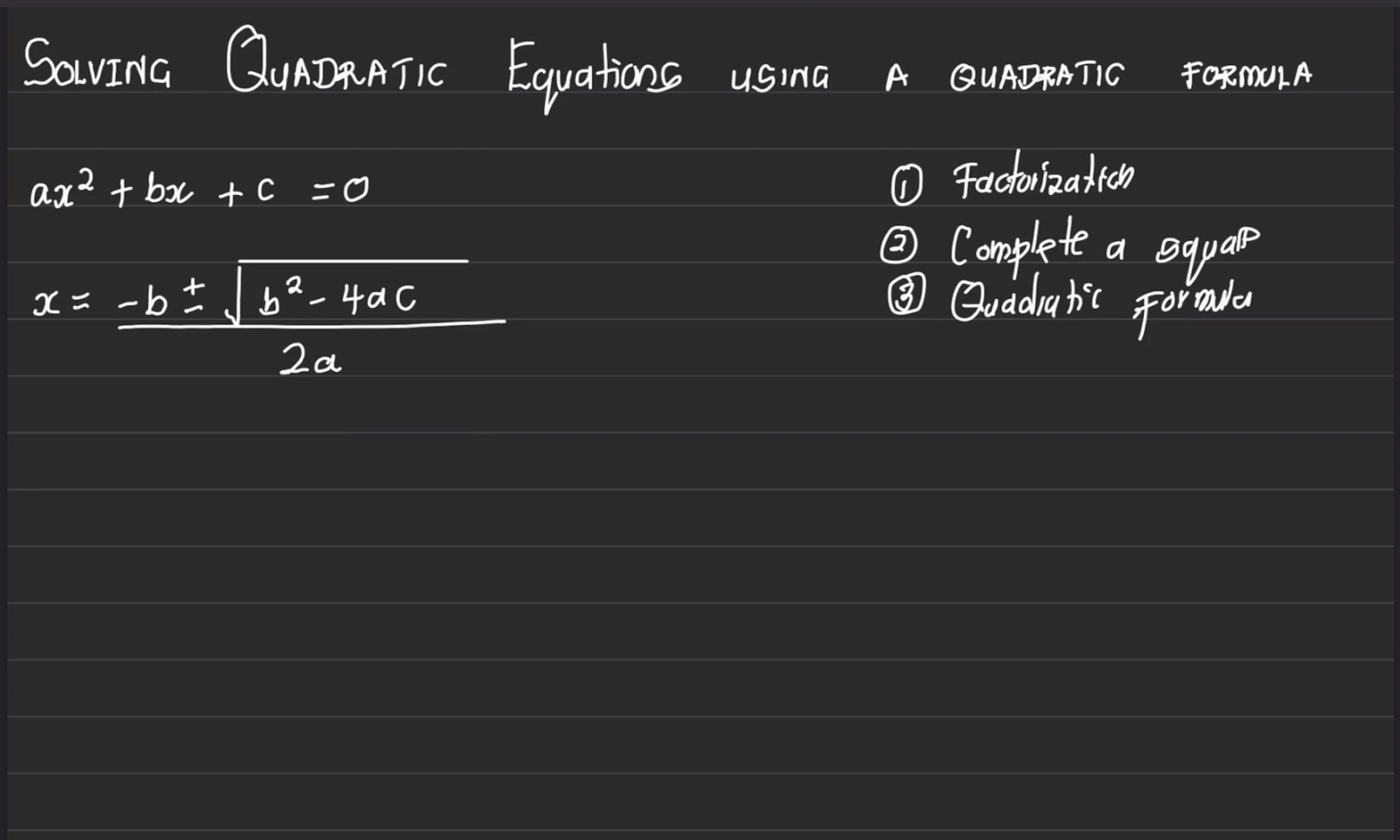So if you have missed any of the previous lectures, be sure to check these two out, which are solving quadratic equations by factorization as well as by completing a square. In this lesson, we are going to solve quadratic equations by using the quadratic formula. If you take a look at this equation, you have ax squared plus bx plus c equals 0. So it is already written in the standard form.